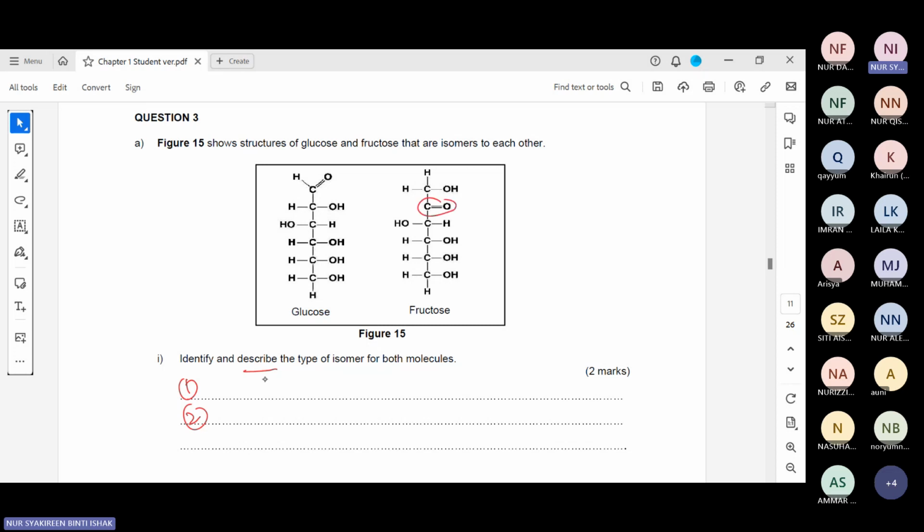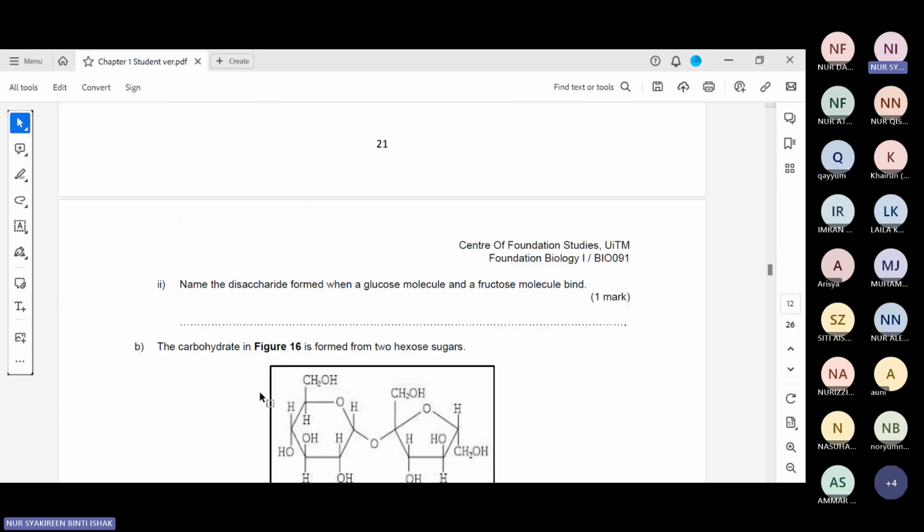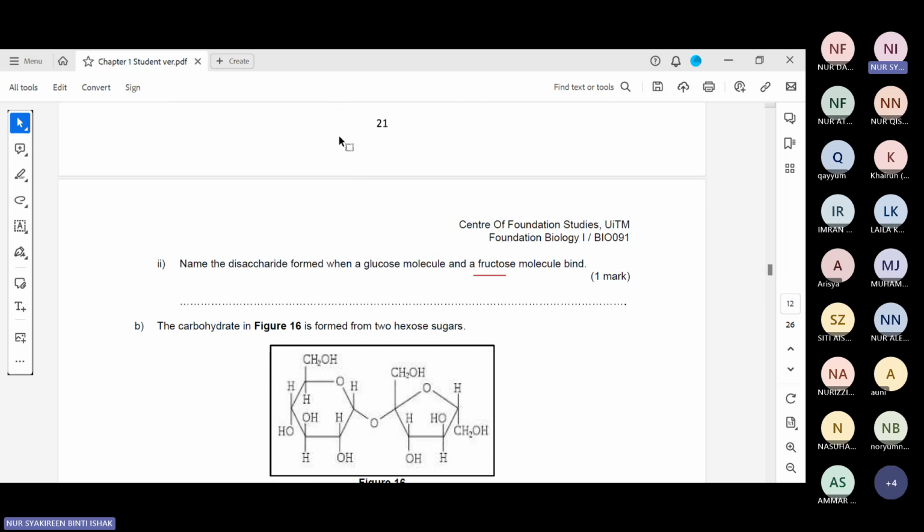Different arrangement of atoms, kita tengok carbonyl group dia terletak berbeza kan. So kalau glucose, carbonyl at carbon number 1, fructose at carbon number 2. So glucose is aldehyde, ini adalah ketone lah. So ini aldose sugar, ketone sugar. Okay. So name the disaccharide form when glucose molecule and fructose molecule bind. Senang je, glucose and fructose adalah sucrose. The answer will be sucrose.